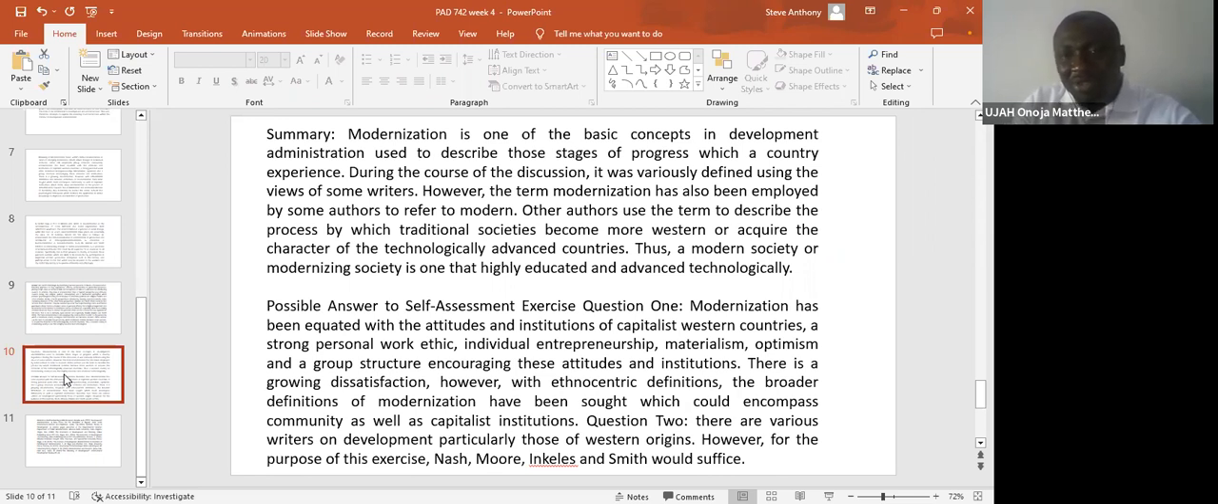And then question 2, there are various writers on development, particularly those of Western origins. However, for the purpose of this exercise, Nash, Moore's, Increase, and Smith's view would suffice.